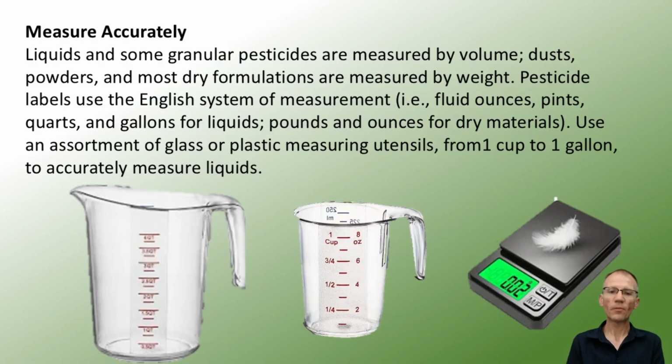We need to make sure we measure accurately. Liquids and some granular pesticides are measured by volume; dust, powders, and most dry formulations are measured by weight. Pesticide labels use the English system of measurement, i.e. fluid ounces, pints, quarts, and gallons for liquids, pounds and ounces for dry materials. Use an assortment of glass or plastic measuring utensils from 1 cup to 1 gallon to accurately measure liquids.